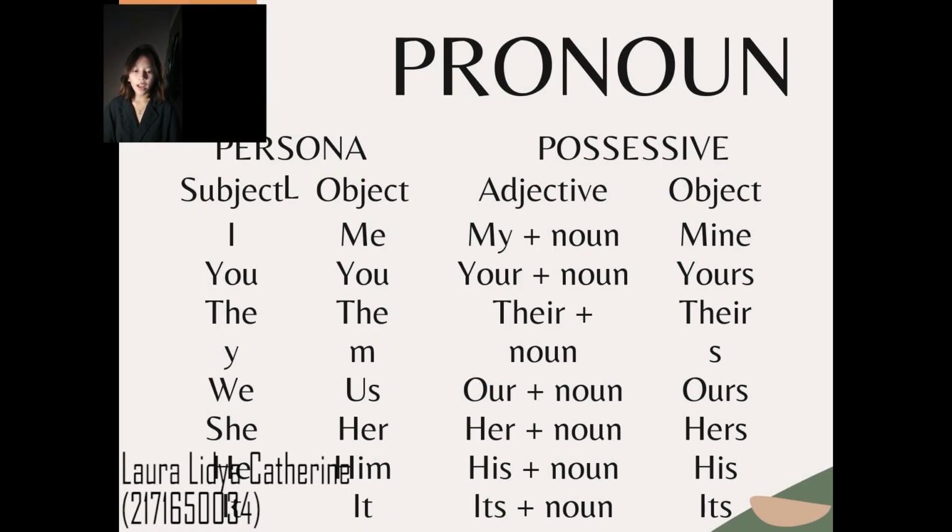Okay, I'm Laura, and I will continue my friend's materials. I will explain to you guys about the table of pronouns. There are 2, personal pronoun and possessive adjective or pronoun. There are subject and object, and adjective and object. So, if the personal pronoun subject is I, then the object is me. If the subject is you, then the object is you.